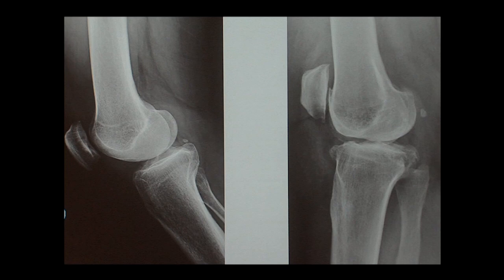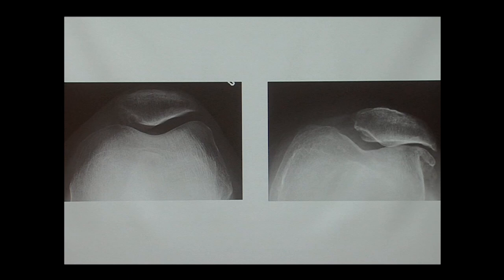And then this is known as a sunrise view, where we're looking down on the knees and the kneecaps. So here's the kneecap. Again, nice amount of space here. Over here, the patella has actually started to slide laterally. And this over here is another osteophyte or bone spur. It's pretty obvious.